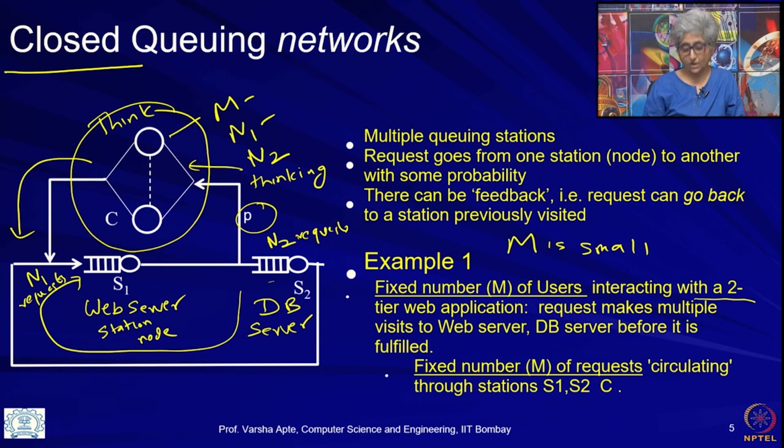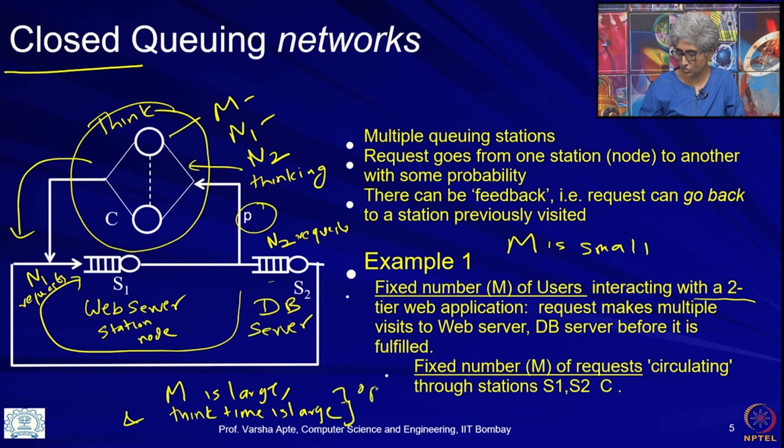We go with open queuing networks when m is large and think time is also large. Then one can show that we can rather model it as an open queuing system with Poisson arrivals, let us say, and this ends up being actually a fair model. Okay. So, this is one example under which closed queuing networks arise.